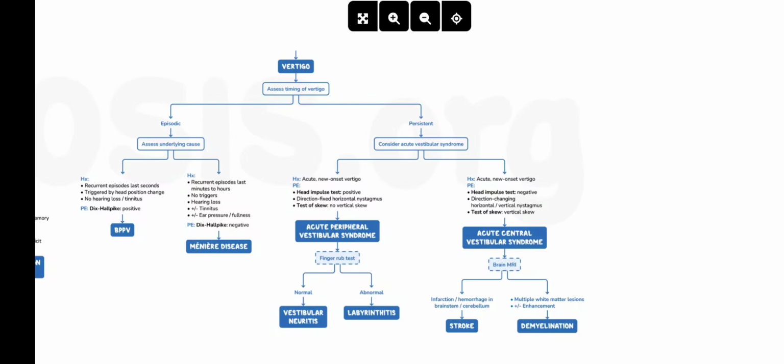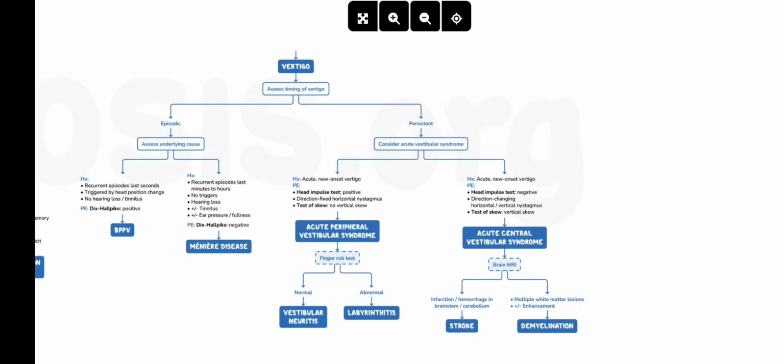And if it's a persistent one, either it will be acute peripheral or acute central vestibular syndrome. How to differentiate? Just perform the HINTS test. Persistent, perform the HINTS test.